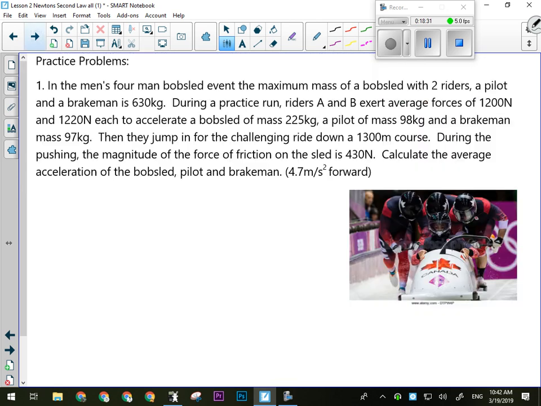Okay. Try this one. Okay, read it carefully. There's extraneous information in this question that is there to distract you.